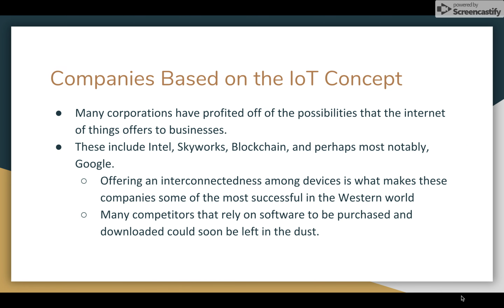So right now, there are several companies based on the Internet of Things concept as a whole that have made a living off of this potential and this future growth that we're most definitely going to see. They offer a wide variety of business opportunities to small businesses, large businesses, and everything in between. This might include Intel, Skyworks, and Bitcoin, some of the more notorious ones. Perhaps most notably would be Google.